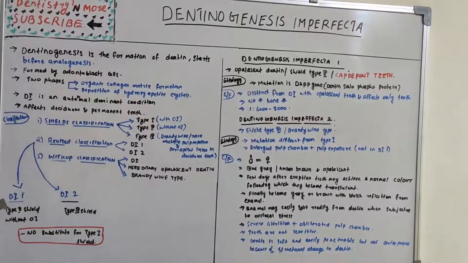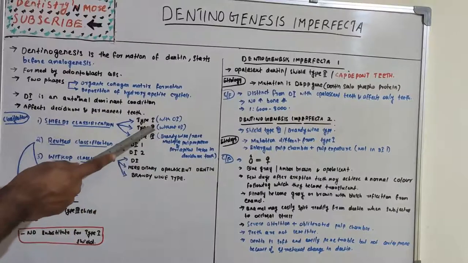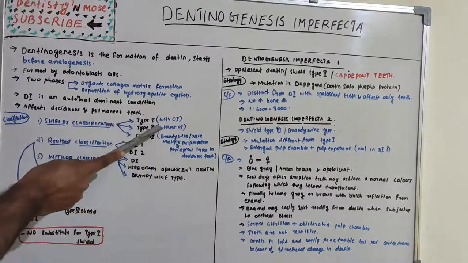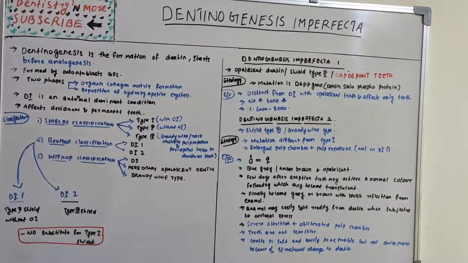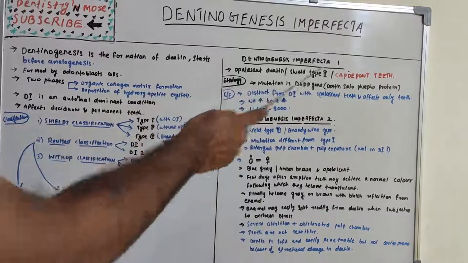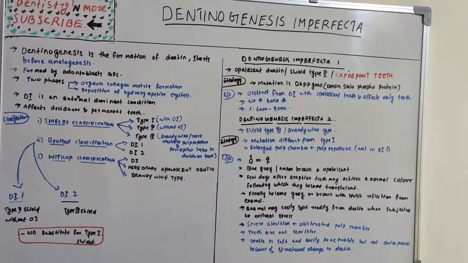In the revised classification, dentinogenesis imperfecta 1 is type 2 of Shields classification, and dentinogenesis imperfecta 2 is type 3 of Shields classification, and in the revised classification there is no substitute for type 1 of Shields classification. So don't get confused. We have only two types in the revised classification, that is dentinogenesis imperfecta 1 and 2, which correspond with Shields classification type 2 and type 3. Now let's see what is dentinogenesis imperfecta 1, which is Shields type 2 or opalescent dentin, also known as capdi tip on teeth.